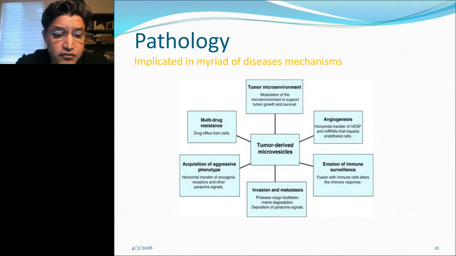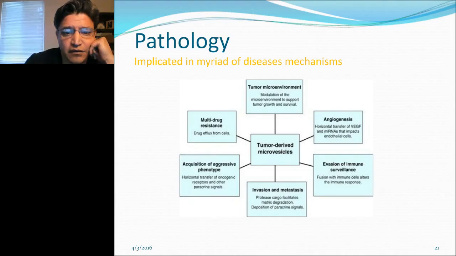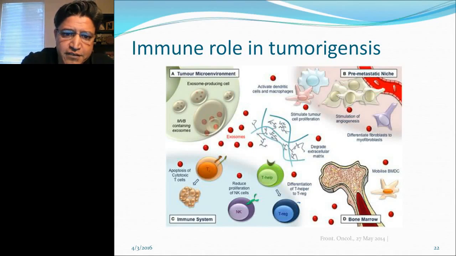And also in the transfer of aggressive phenotypes, horizontal transfer of oncogenic receptors and RNA. Multi-drug resistance through efflux from cells. And again, there's a lot more information that could be discussed, but if you're interested, let me know, and I'll send you some links and some references.